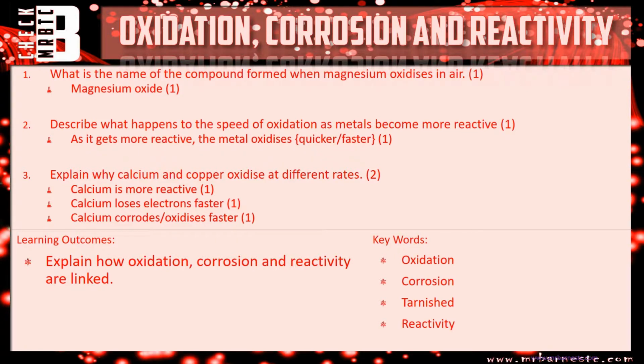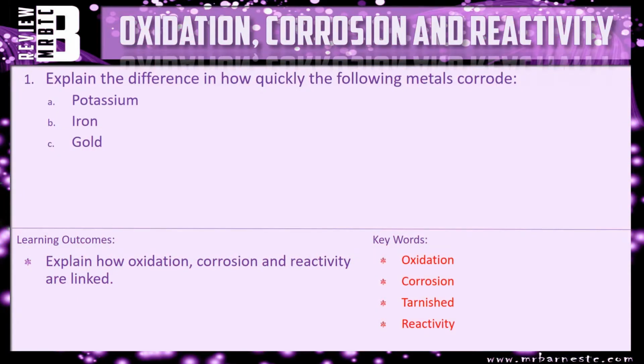There is a review question which says explain the difference in how quickly the following metals corrode, and you've got potassium, iron and gold. So very similar to what we just did for question 3. Have a look through it, let me know how you've done.